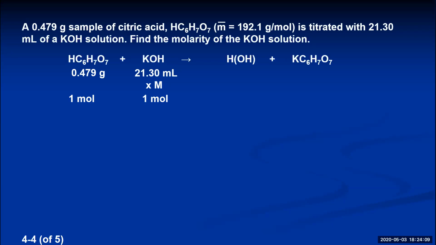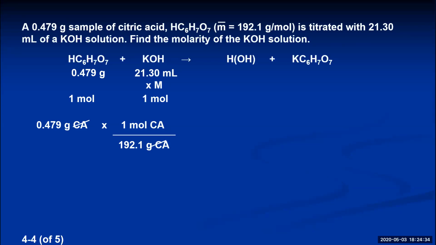So the first step in all stoichiometric calculations is to convert something into moles, and we can convert the 0.479 grams of citric acid into moles. I'll use Ca to stand for citric acid. The problem gave us the molar mass, so we're going to multiply this by the inverse of the molar mass so that the grams of citric acid cancel out. And our first step is we've calculated the moles of one reactant or product.